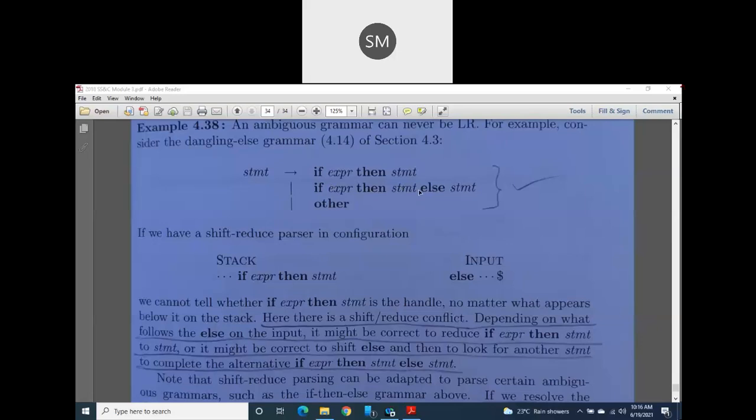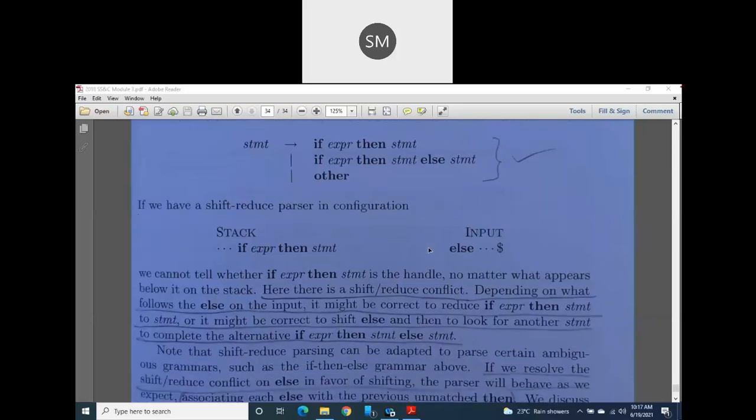Clear, guys? So in this portion, when you come to else, you will get this confusion: whether I have to reduce this if expression then statement which is already present in my stack to statement, or else I should keep on performing shifting of else, shifting of statement, and then reduce it to statement. This confusion itself is called shift reduce conflict. Clear? Okay.